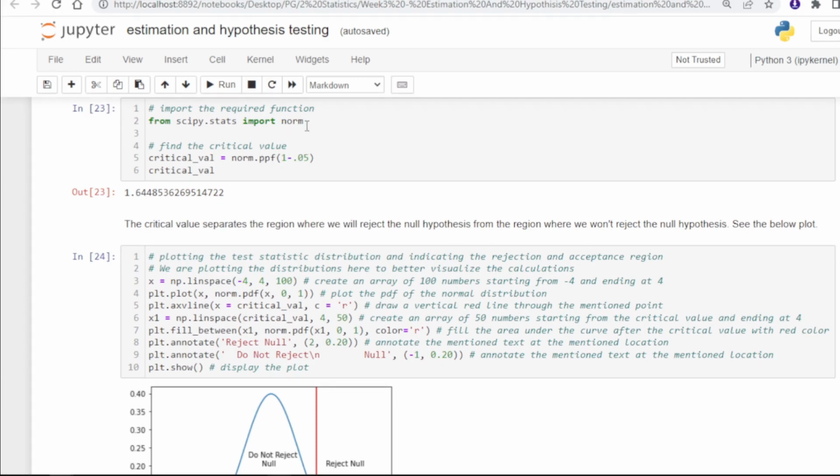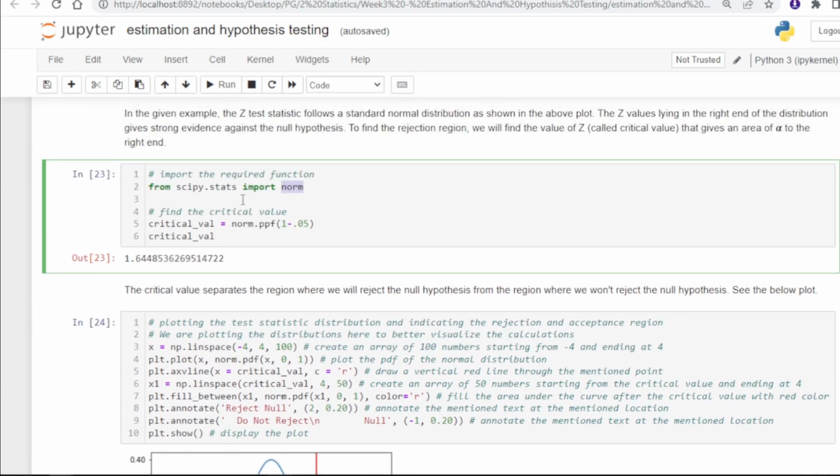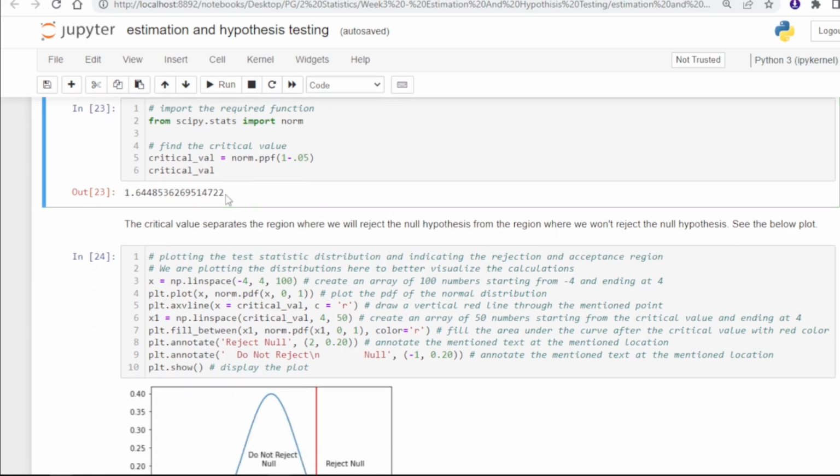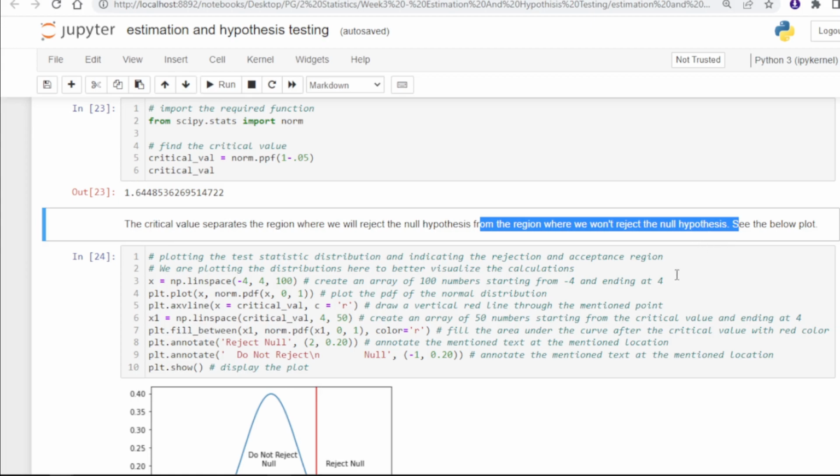Now again, how can we do that? We import norm from stats, and we get the critical value from norm.ppf, the percent point function, so 1 minus that value, and we will get our critical value here. The critical value separates the region where we will reject the null hypothesis from the region where we don't reject the null hypothesis. This is a very important point.